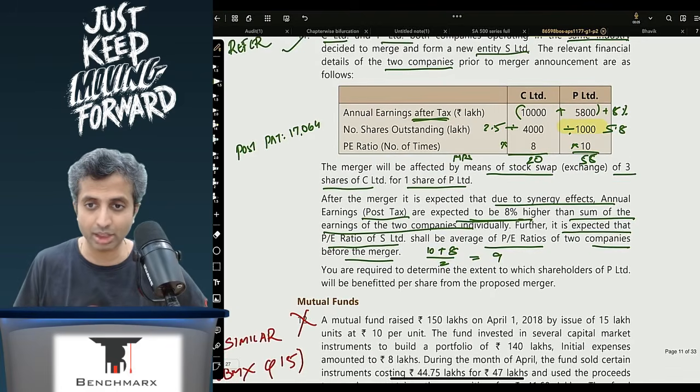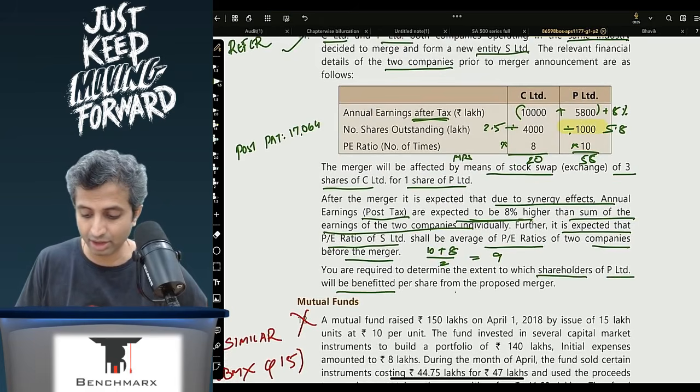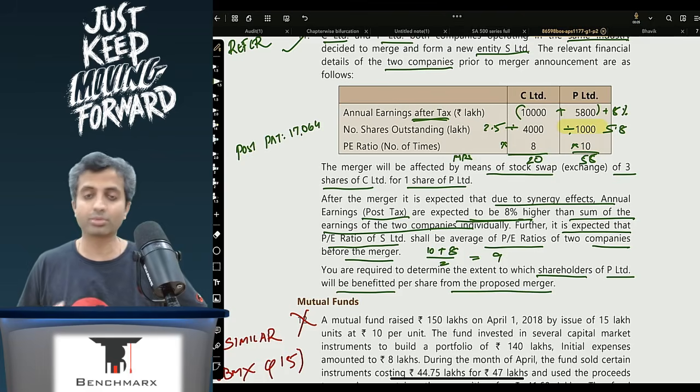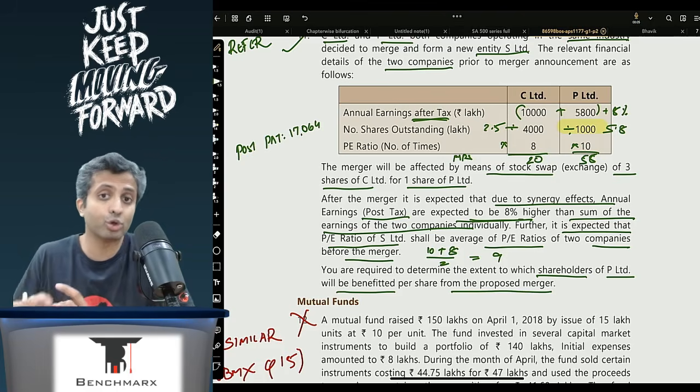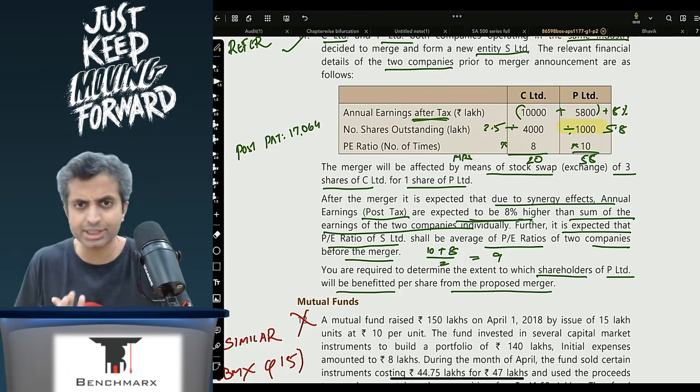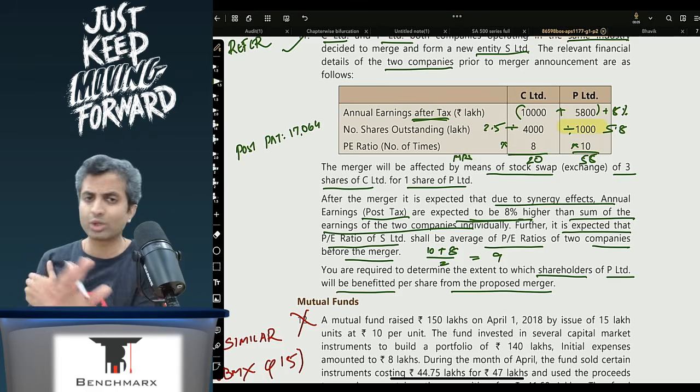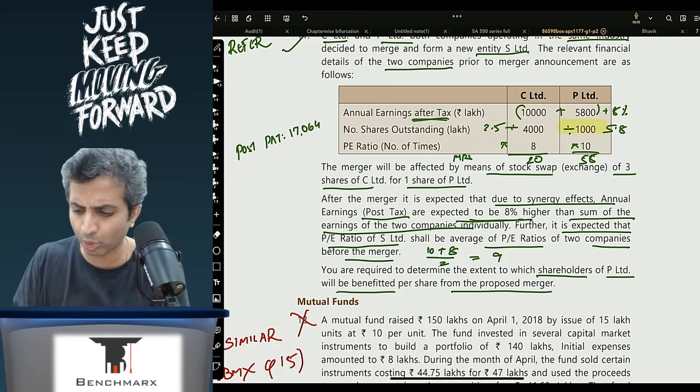You are required to determine the extent to which the shareholders of P will benefit on a per share basis from the proposed merger. So you want to find, on a per share basis, the impact analysis on the shareholders of P. You can even do it on a total basis, and we have shown you both the solutions.